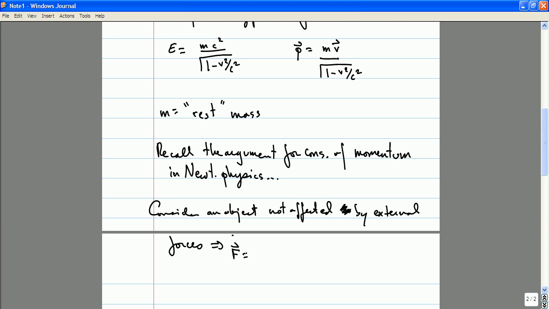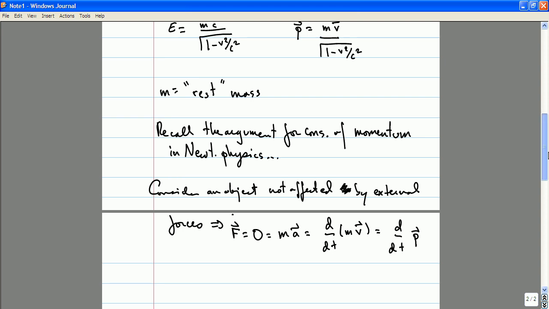is equal to 0, so that the mass times the acceleration of the object is equal to 0, which of course is just the time derivative of the mass times the velocity of the object, or the time derivative of the momentum of the object. So if an object is not acted on by any external forces, its momentum vector is constant in time. That's the statement that momentum is conserved for a system which is not acted on by any external forces.